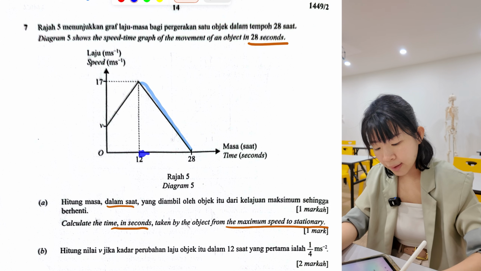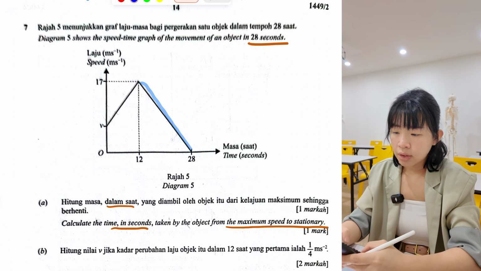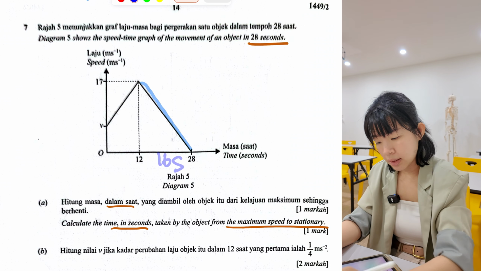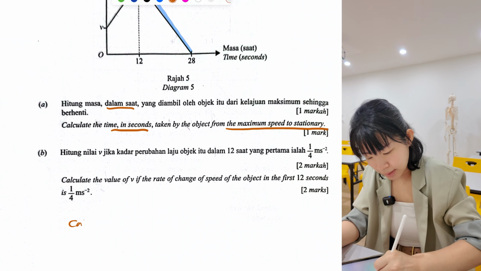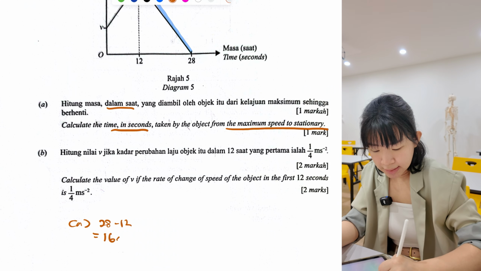From 12 seconds to 28. So we can do 28 minus 12, so it takes 16 seconds. Okay, question A: 28 minus 12, so the answer is 16 seconds.